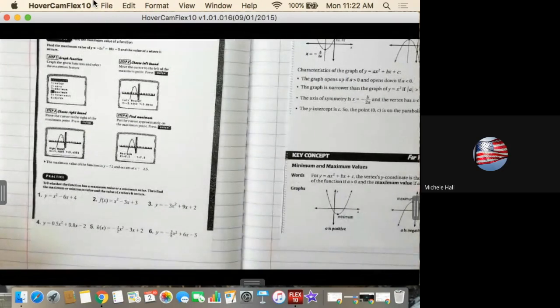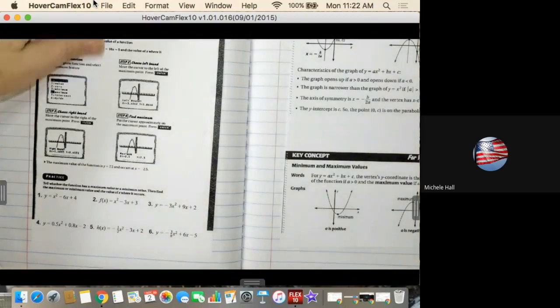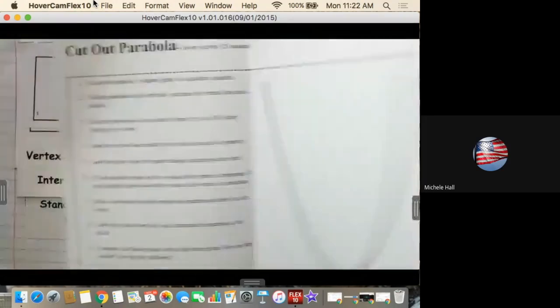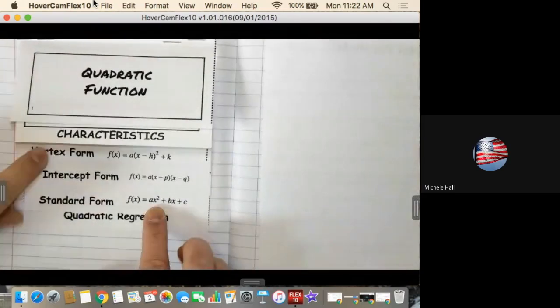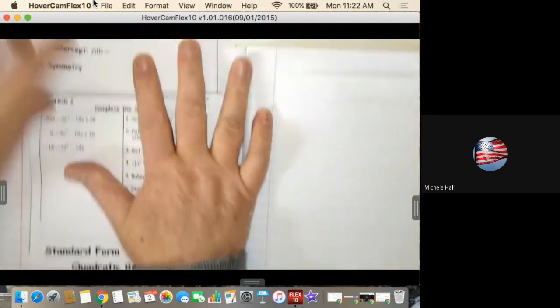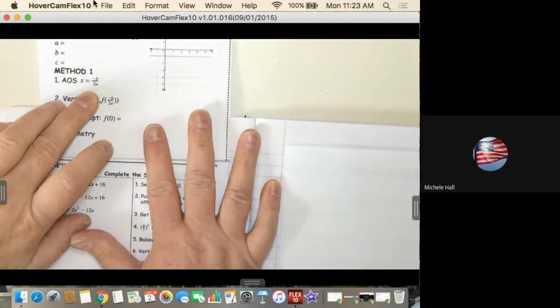We are going to learn how to find the max and min. You figured how to do that with a formula. You have a formula you use to find the max or min, right? And that formula was right here under standard form. X equals negative b over 2a. That's how you do the algebra on it. Now we're going to learn how to do it with a graphing calculator.